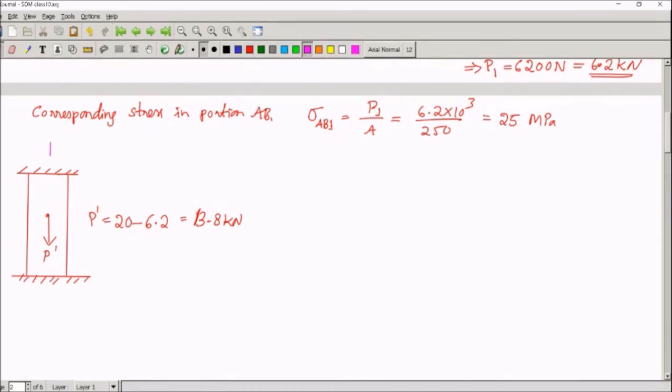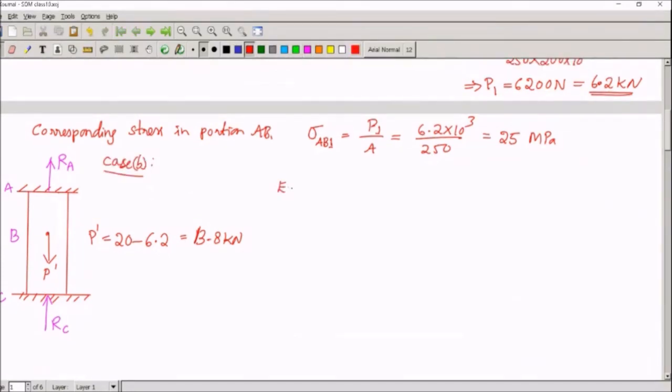So there will be a reaction here. This you can call as RA, because this point is A. And here there is a reaction force, which can be called as RC, because this point is C. This point is B. We are interested in stresses in AB and BC. So the equilibrium equation: load experienced by portion AB plus load experienced by portion BC is equal to the applied load, 13.8 into 10 power 3 Newton. Or we used to write it in terms of reaction, RA plus RC is equal to P dash. The same equation is this now.